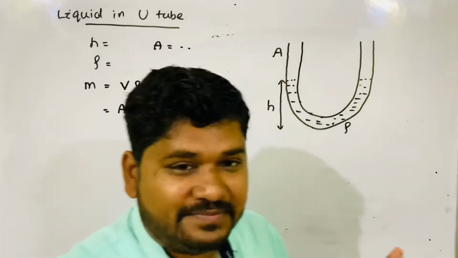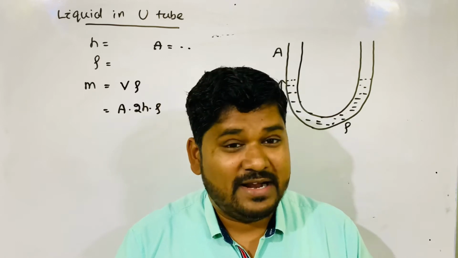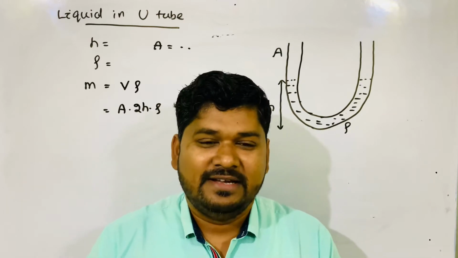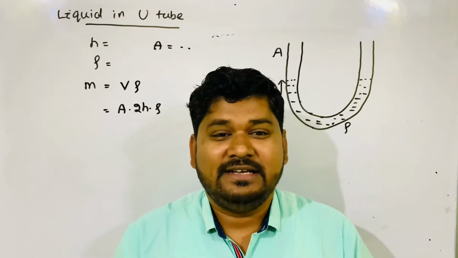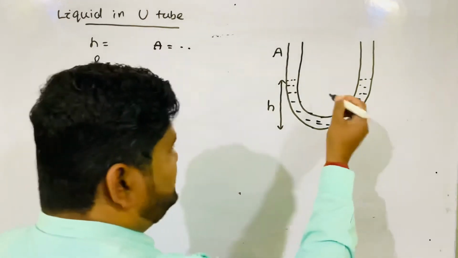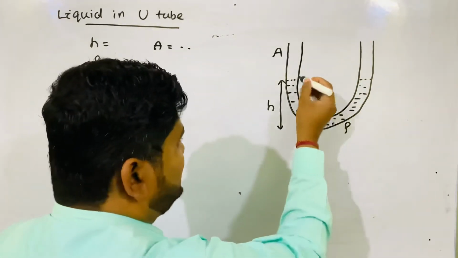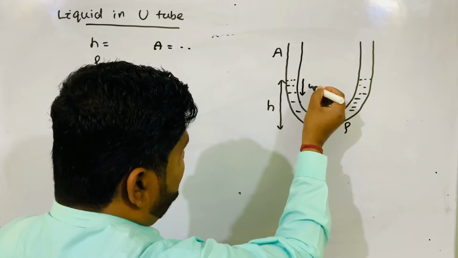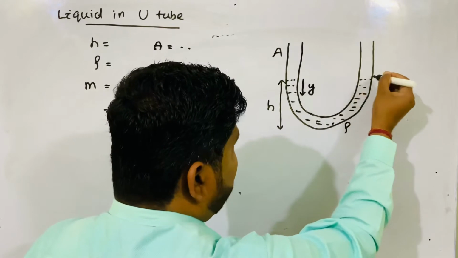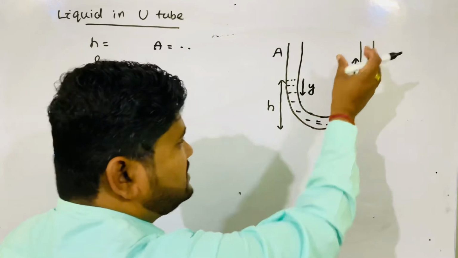Now come to the general format that I told you. You just displace it by some distance y, then see what force acts towards the mean position. Suppose you push one side down by distance y, so on the other side the liquid will rise by y distance. This was the original level, but here it will rise by y.